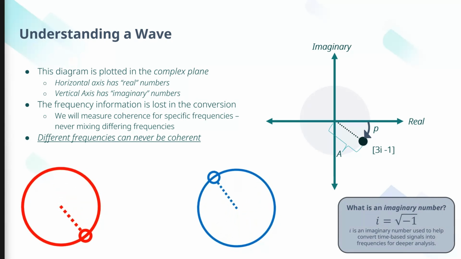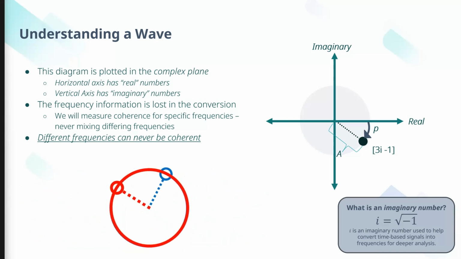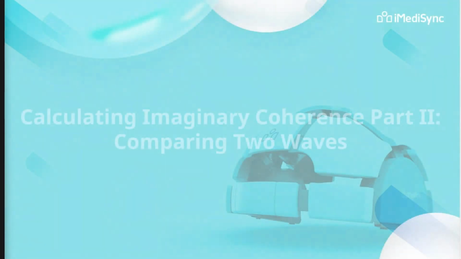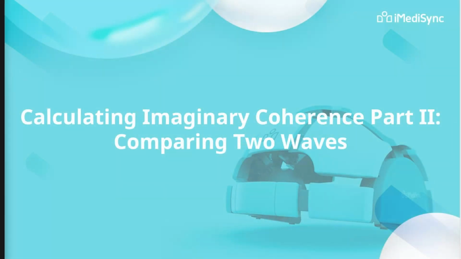So if we imagine our two little phase diagrams spinning at two different speeds, notice that the distance between them, the angle between them, is constantly changing. And we don't want that because that means that they're not in sync. And they can never really be in sync in this situation, which is why we don't care about frequency. And what really matters here is the phase and the amplitude. So now that we have a basic idea of what this complex plane is, let's see how we can use it to compare two waves.